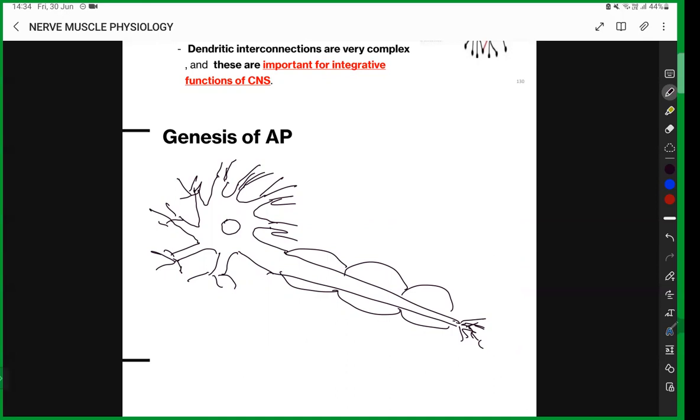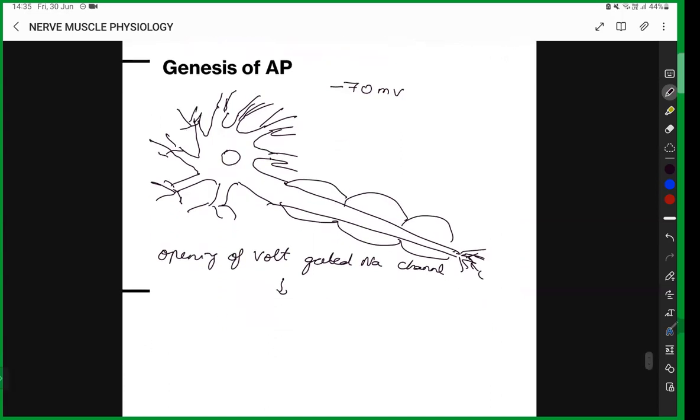Normally the resting membrane potential in a neuron is minus 70 millivolt. In response to some stimuli, what happens? First, there is going to be opening of voltage gated sodium channels. Now your sodium is going to enter the neuron. Since the amount of sodium entering is very, very small, it can only bring about changes up to 15 millivolt. So this voltage gated sodium channel brings about 15 millivolts of current.